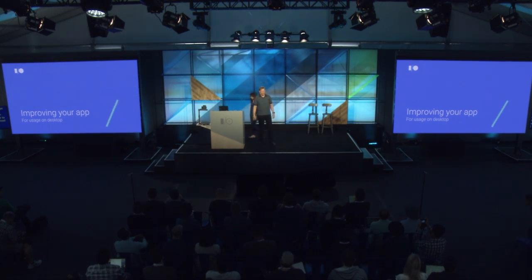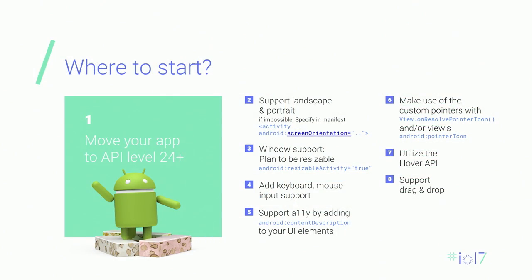I'm here to talk about how to improve your application for the use in the desktop world, means with Chromebooks or large screen devices. The most important thing you can do to your application in order to get the best out of desktop world is go to at least API level 24. Because with API level 24, we can remove all the restrictions of window sizes and whatnot, which we have actually put in place for older applications.